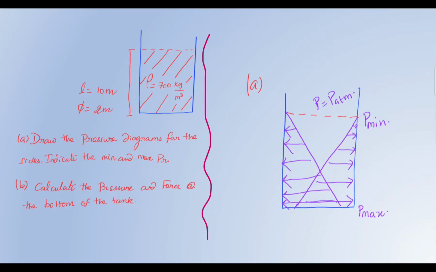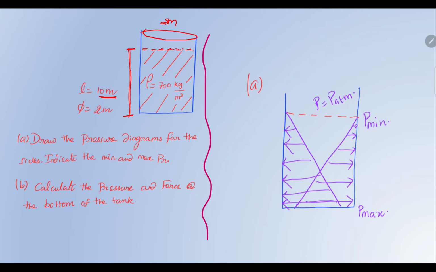Let us look at this particular problem. Here we have a tank which is filled with fuel or an oil or some liquid of density 700 kilogram per meter cube. The height to which it is filled is 10 meter, and the diameter of the tank is given to be 2 meter. Draw the pressure diagrams for the sides.